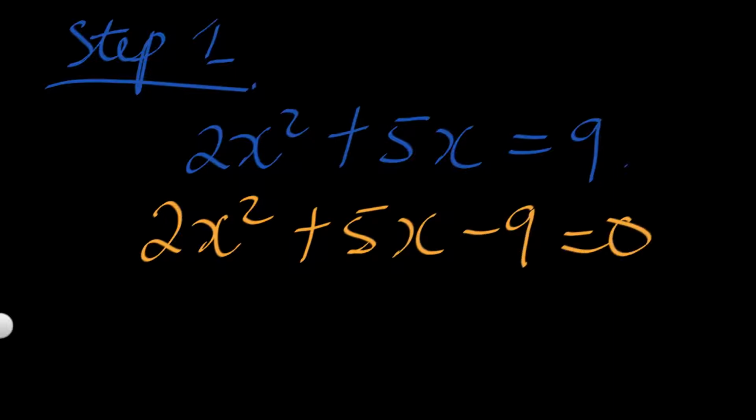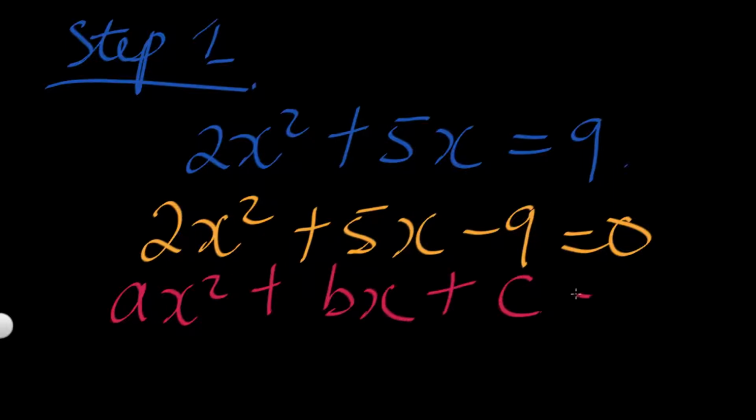Please note that every quadratic equation can be represented by ax squared plus bx plus c equals to 0. So in this case, our a is 2, our b is 5, and our c is minus 9. What I have here is the general form of any quadratic equation. So make sure that whatever question you're given is written in this form of ax squared plus bx plus c equals to 0. That's what you do in step 1, writing in standard form.